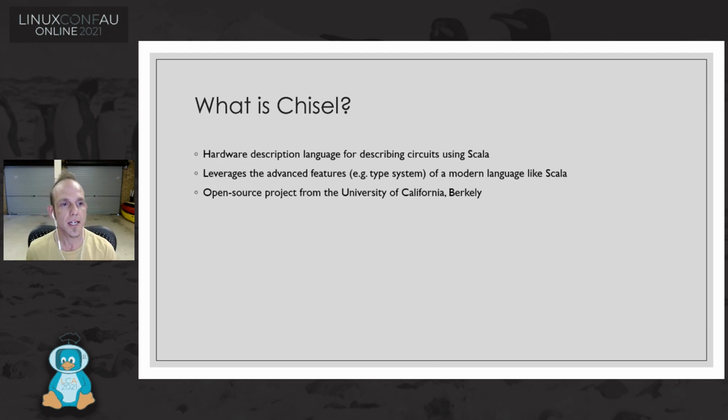It's an open source project from UC Berkeley, and it's been around since around 2012. And it allows hardware and hardware generators to be described using code. So hardware is pretty obvious, but a hardware generator, that's actually something that describes hardware itself.